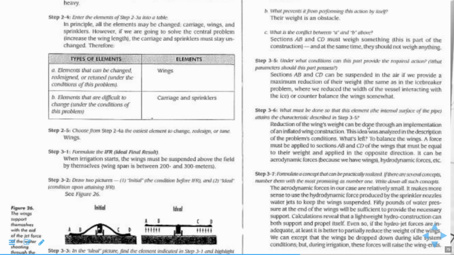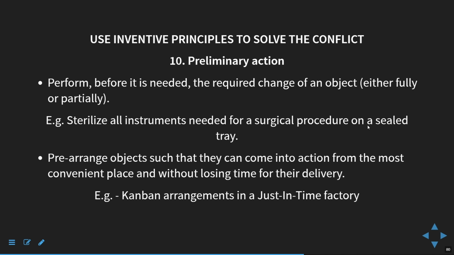So this is a snapshot from the book. I promised to give you examples of inventive principles. This is one of the inventive principles called preliminary action. What it says is perform, before it is needed, the required change of an object, either fully or partially. An example is given for you: sterilize all instruments needed for a surgical procedure on a sealed tray. So before the surgery is performed, all the instruments needed are sterilized and kept on a sealed tray so that it's ready when the surgery has to be performed, in the state that the surgeon wants it to be.